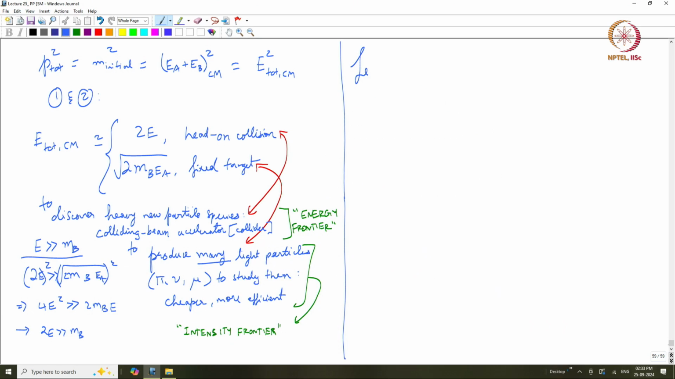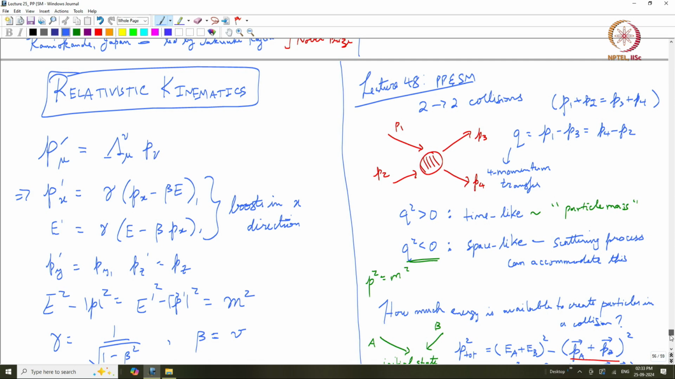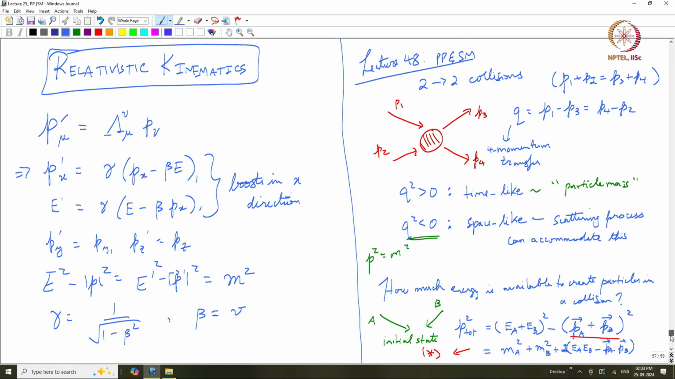Alright, so welcome back to Particle Physics and the Standard Model. This is lecture 49, right? And last time we delved a little bit more into particle collisions, and in particular we took 2 to 2 collisions because that's what we see most of the time in real life situations.